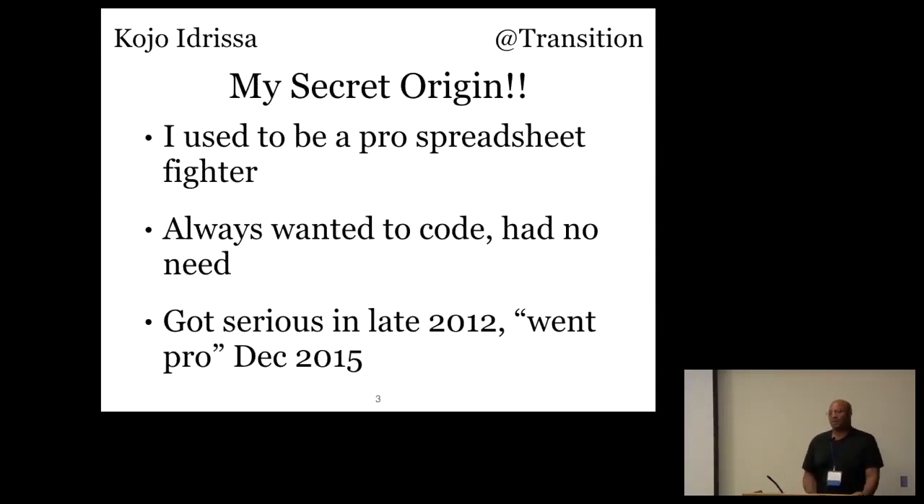So I've had an interest in coding for a long time. You hear about people who have been coding since they were kids. I first got exposed to coding as a kid, but I was never a CS major, so I didn't need to code. I just had an interest in it, but I would dabble and stop because I didn't need to do it. So in late 2012, I decided to get serious about becoming a better programmer and eventually trying to become a professional developer. And so I went pro in December of 2015, working for Decisio, the company where I am now.